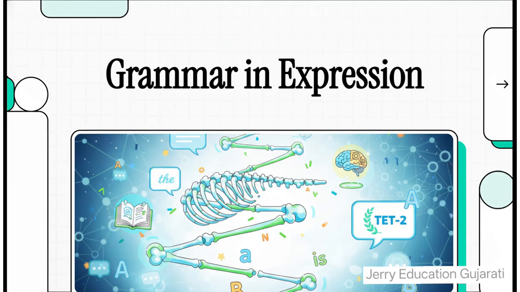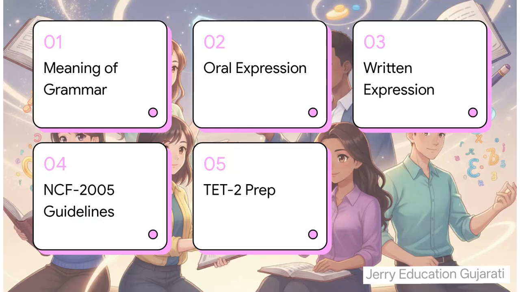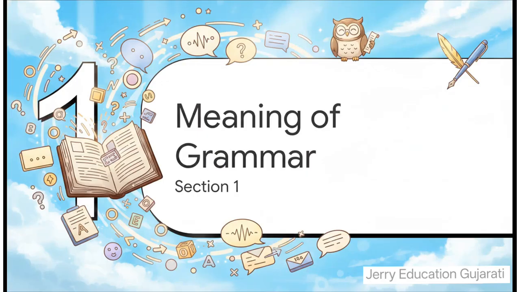Let's take a look at our roadmap. Here is what we're covering in this explainer. First, the meaning of grammar. Second, grammar in oral expression. Third, grammar in written expression. Fourth, language education and NCF 2005. And finally, TET 2 exam preparation. Okay, let's dive right into Section 1, Meaning of Grammar.